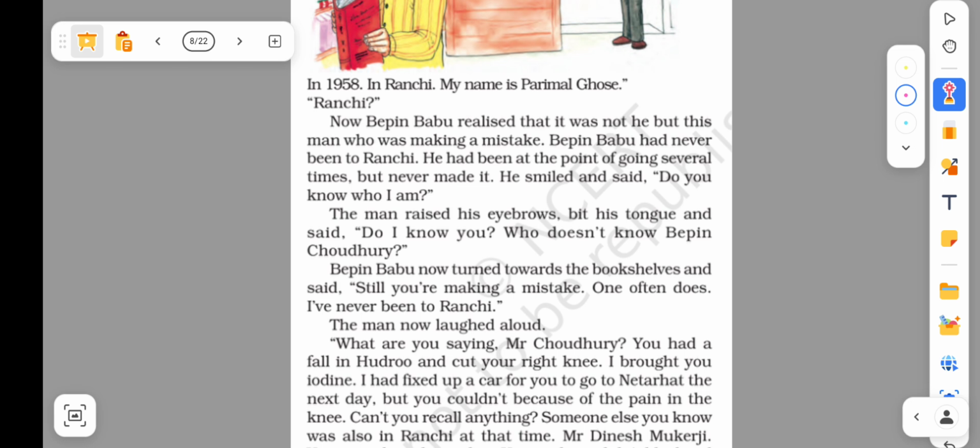Then that person, Parimal Ghosh, raised his voice and said, "Come on, don't you even know?" Why am I saying, don't you even know? 1 second.